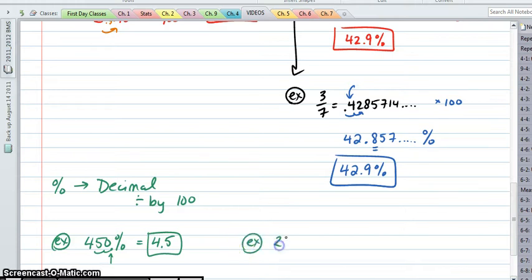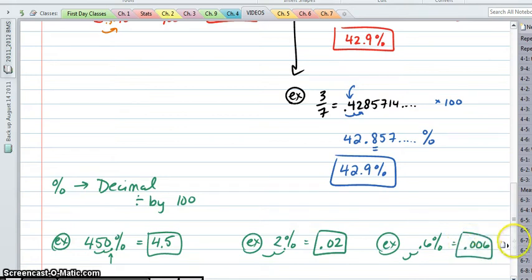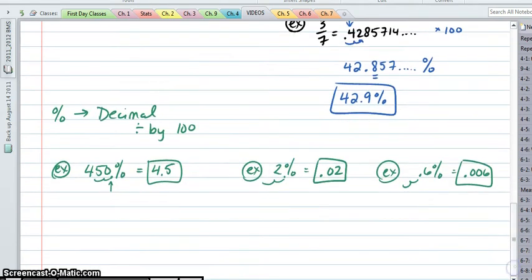Let's look at 2%. Here, if I move the decimal twice, I get 0.02. So again, 2% is very small. It's 2/100ths, or 0.02. What if you have 0.6%? Well, we can do the same thing. We will get 0.006 as our final answer here, and it's just a very, very small number, 6/1000ths.